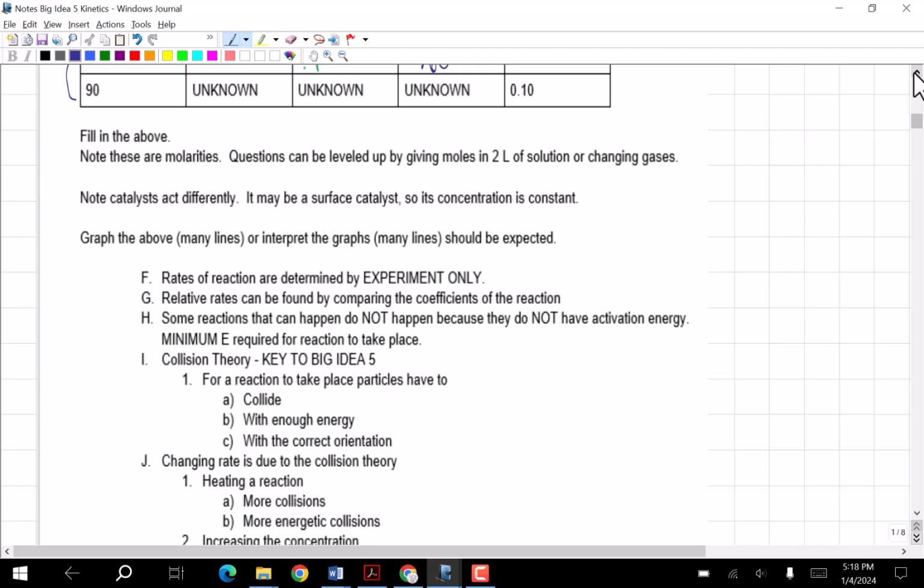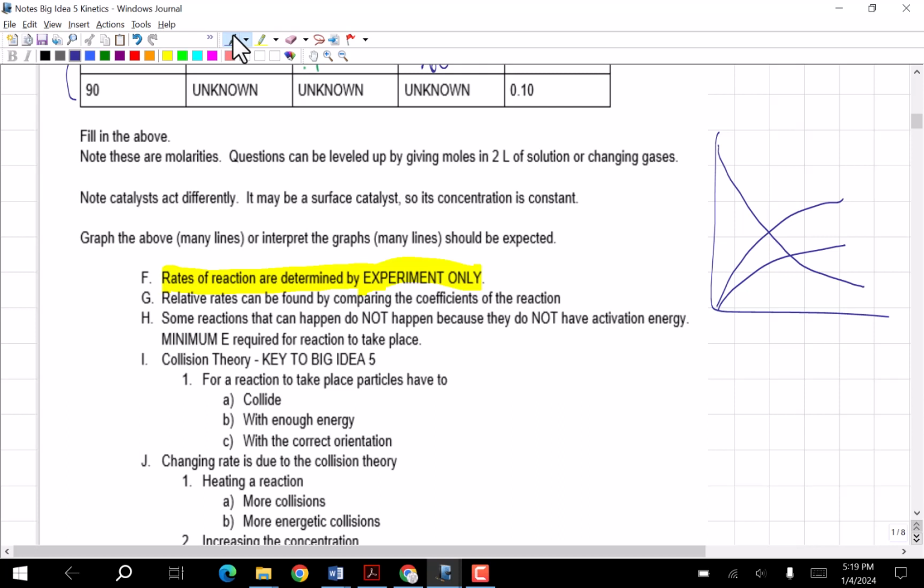The graph above, or interpret graphs, many lines should be expected. So, for example, I could have something that would be, right? And you can figure out coefficients and things. Rates of reaction are determined by experiment only. This cannot be emphasized enough, by experiment only. Rates are determined by experiment only. So notice this was an experiment when we measured these. Relative rates can be defined by comparing the coefficients of the reaction, right? That's the coefficients in those ratios to do it.